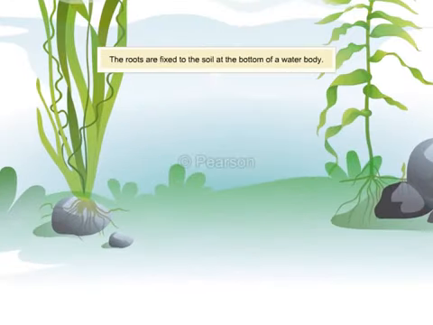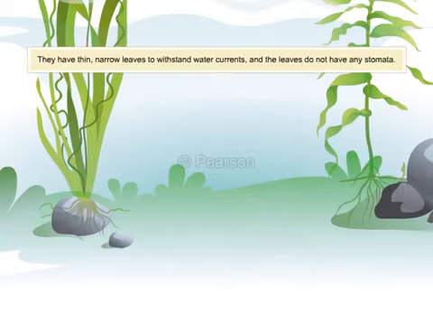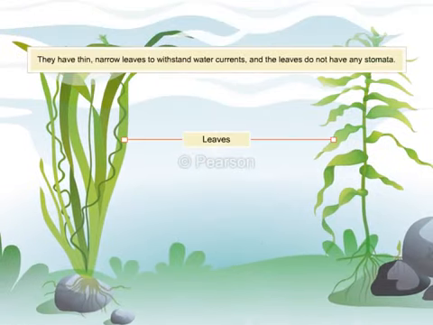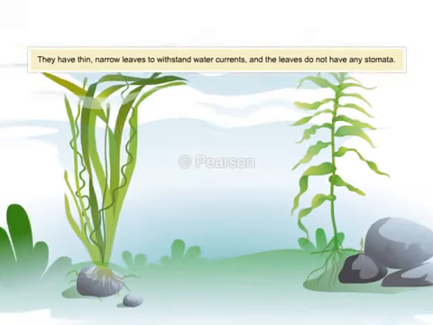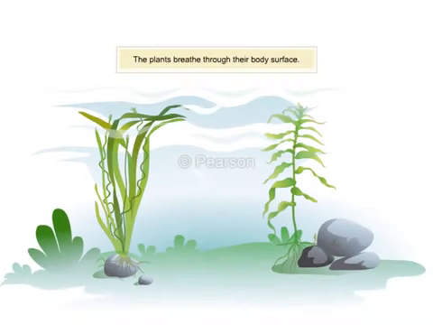Their roots are fixed to the soil at the bottom of a water body. They have thin, narrow leaves to withstand water currents, and the leaves do not have any stomata. These plants breathe through their body surface.